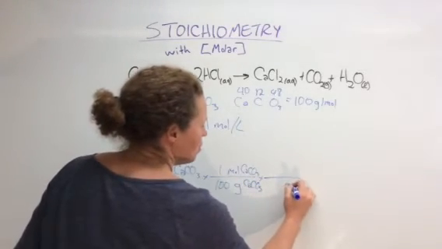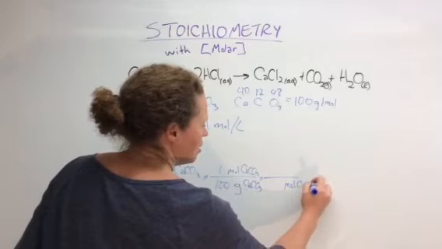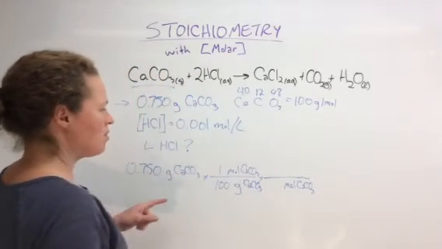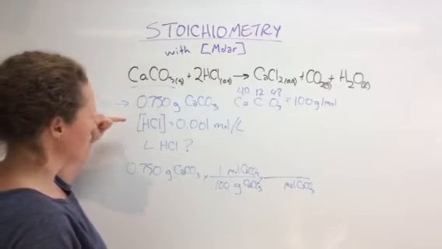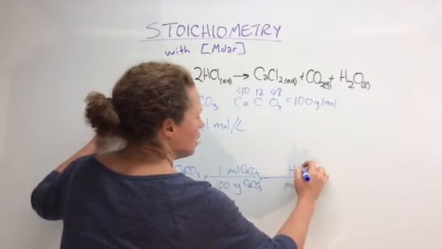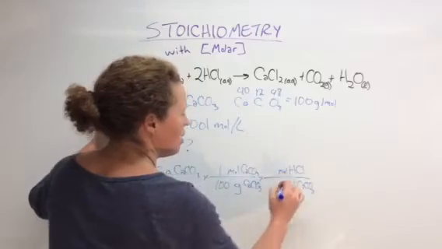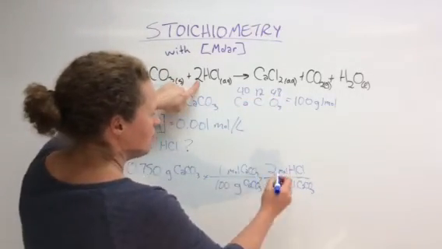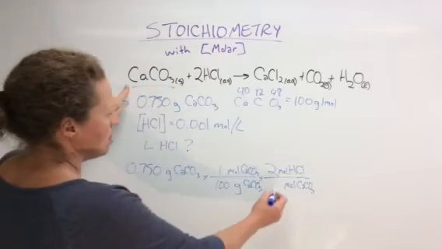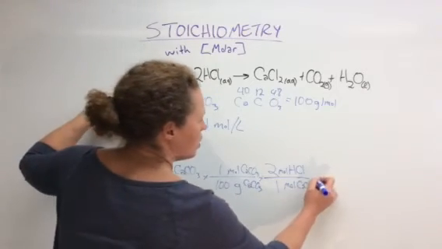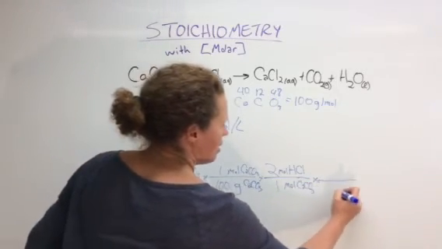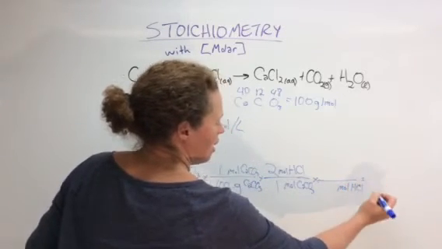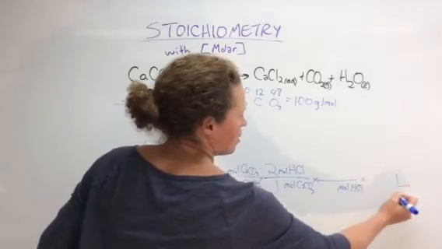So that's going to get rid of the grams of calcium carbonate, which means now I want to get rid of the moles. And I can't quite bring myself to simplify it. Moles of calcium carbonate compared to moles of HCl. So we go HCl, and that's moles of that. Then I go 2 moles of HCl for 1 mole of calcium carbonate. Great. Now I need to get rid of moles of HCl and end up with liters of HCl.